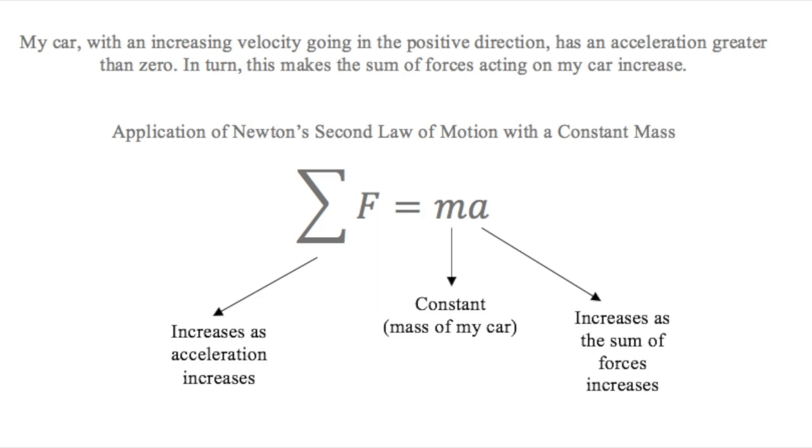My car, with an increasing velocity going in the positive direction, has an acceleration greater than 0. In turn, this makes the sum of forces acting on my car increase. This equation represents the application of Newton's second law of motion with a constant mass, which is my car in this case. The sum of forces and the acceleration have a positive correlation mathematically.